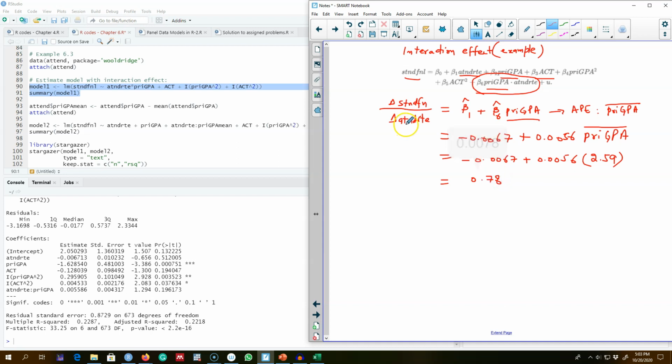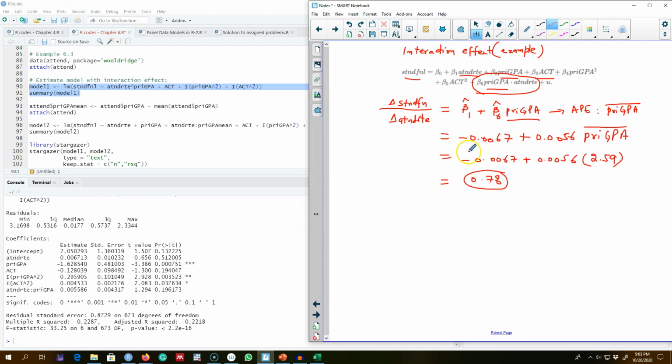0.78. The average impact of the change in the attendance rate on student performance, based on the average prior GPA, is 0.78, and we will get this impact by using this equation.